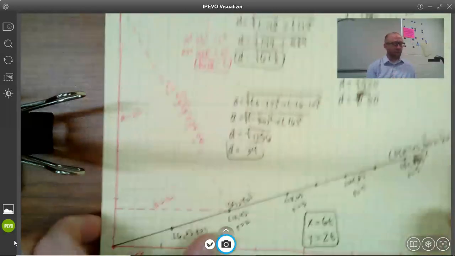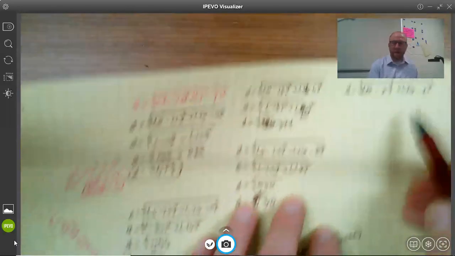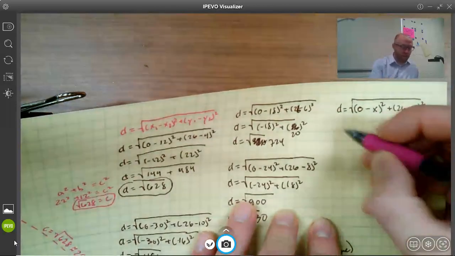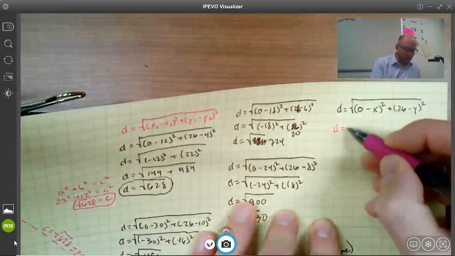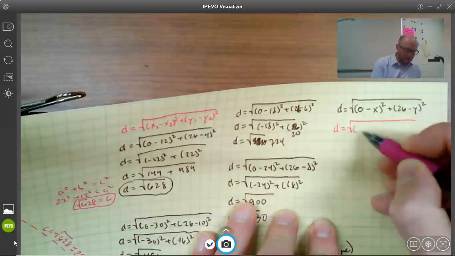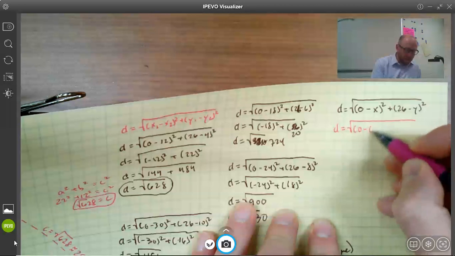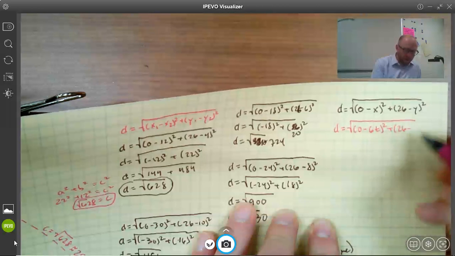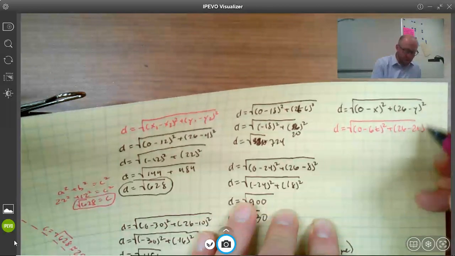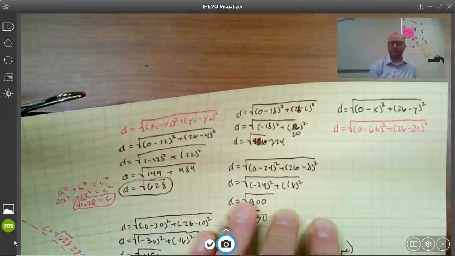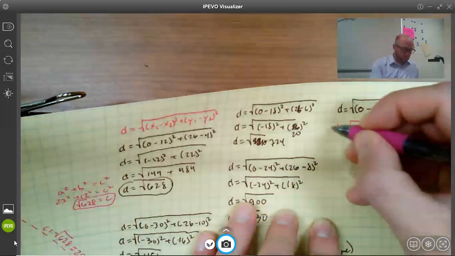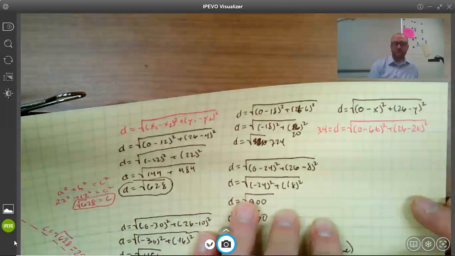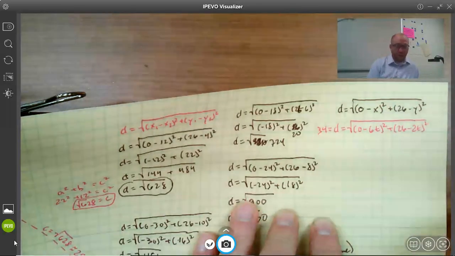And I can go back into our equation, and now I can replace x and y with expressions that are in terms of t for time. So we have here (0 minus 6t) squared plus (26 minus 2t) squared. And what distance are we looking for? We're looking for when distance is 34. Now we just have to solve this equation.